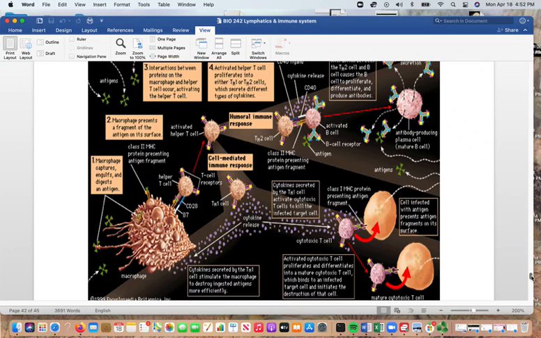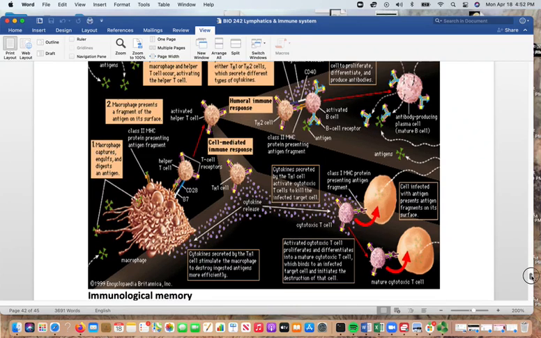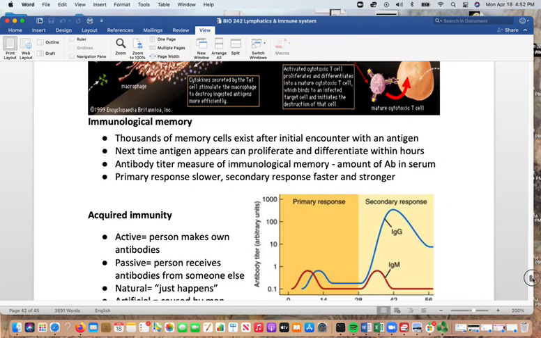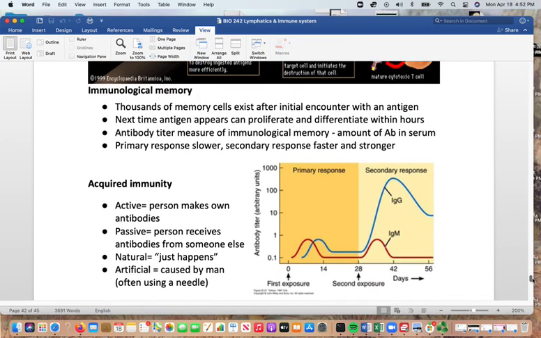And this is another illustration of things going on in the immune system. So, immunological memory. You have thousands of memory cells after the initial encounter. So next time the antigen appears, you can proliferate and differentiate within hours. So it's a very quick response.